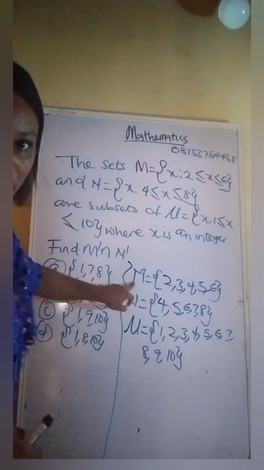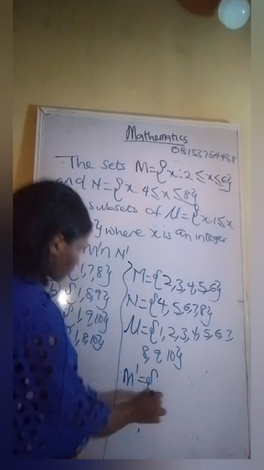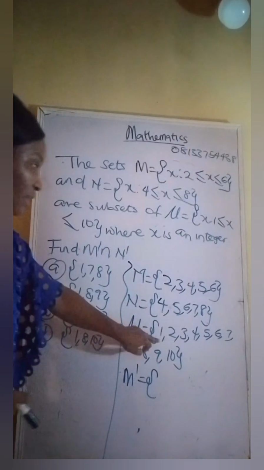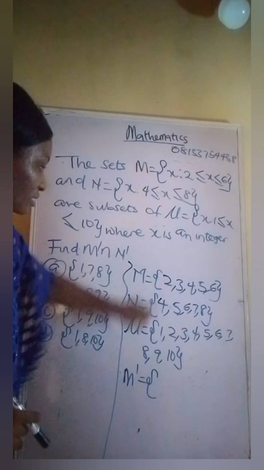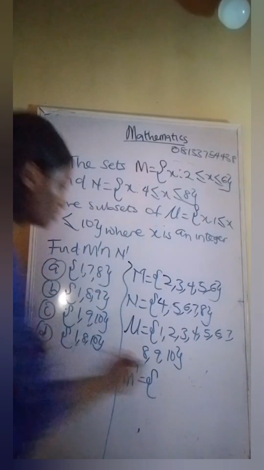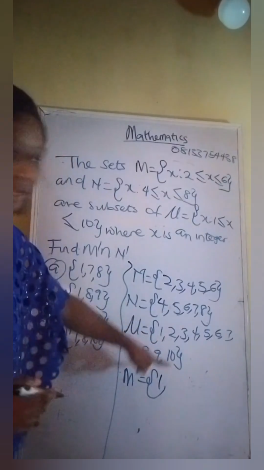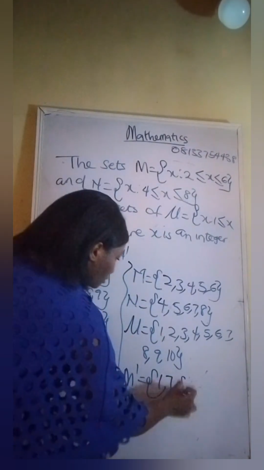So that is what M is all about. You get it now? So that is M complement. M complement is what is in the universal but is not in M. So now let's go for it. 1 is here but it's not here. So now we have 2, 3, 4, 5, 6. That shows that 7, 8, 9, 10 is not in M. So that is what we are going to pick.